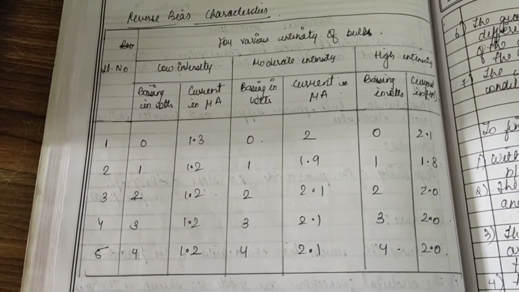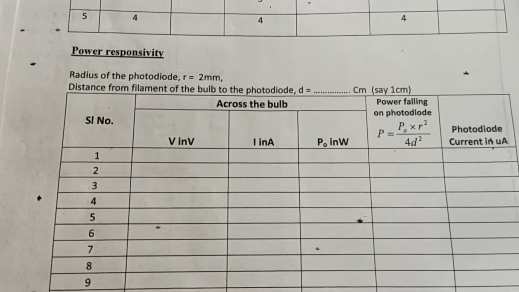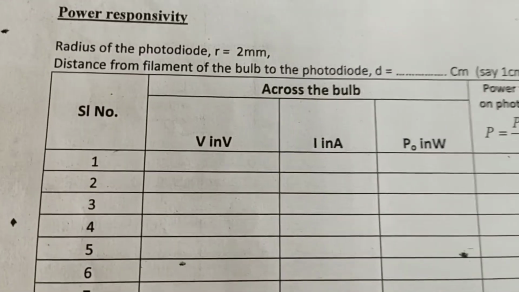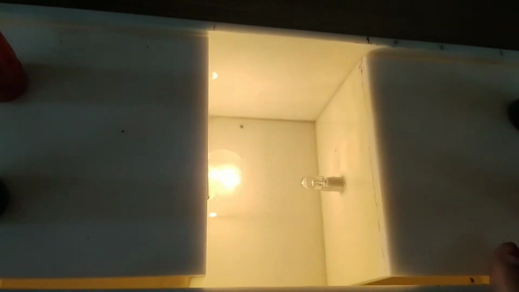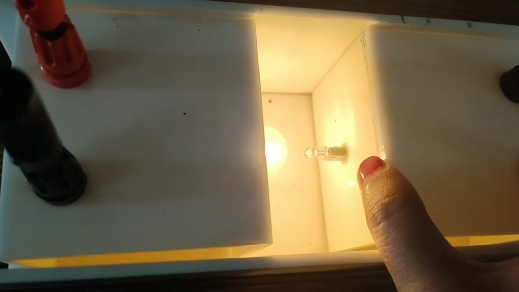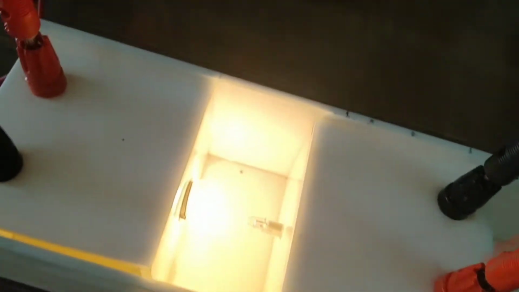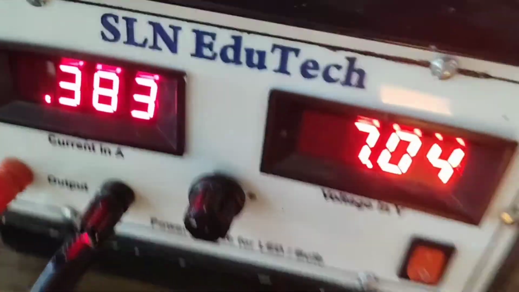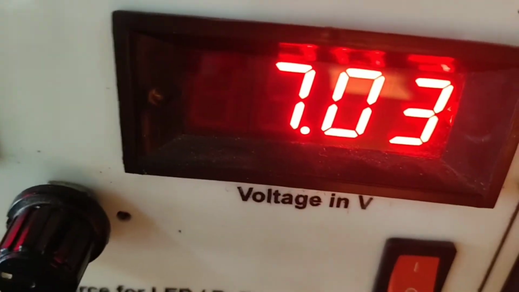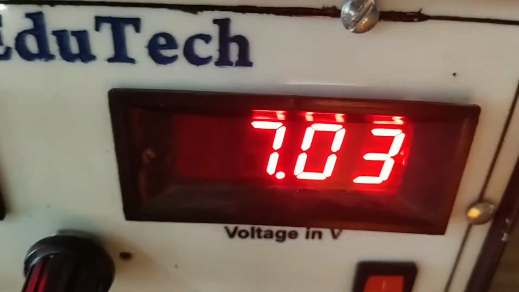So now come to the second tabular column. Here the radius of the photodiode is small, that is 2 millimeter. Then the distance from the filament of the bulb to the photodiode is 1 centimeter. So we should bring this LED light a little bit closer to make it 1 centimeter. Then, where the bulb is, on this side, we have to make the voltage 7 volt. So we have set 7 volt.